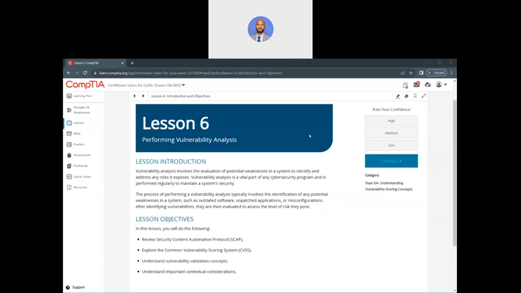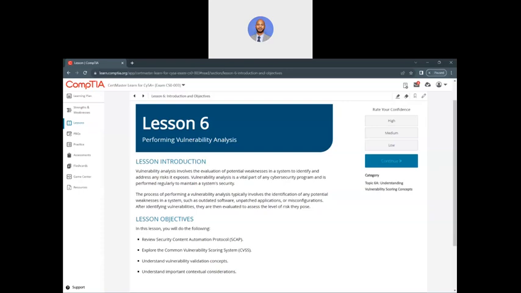So tonight we will be going over lesson 6, which is performing vulnerability analysis. During this lesson, we're going to review security content automation protocol, explore the common vulnerability scoring system, understand vulnerability validation concepts, and then finally understand important contextual considerations.